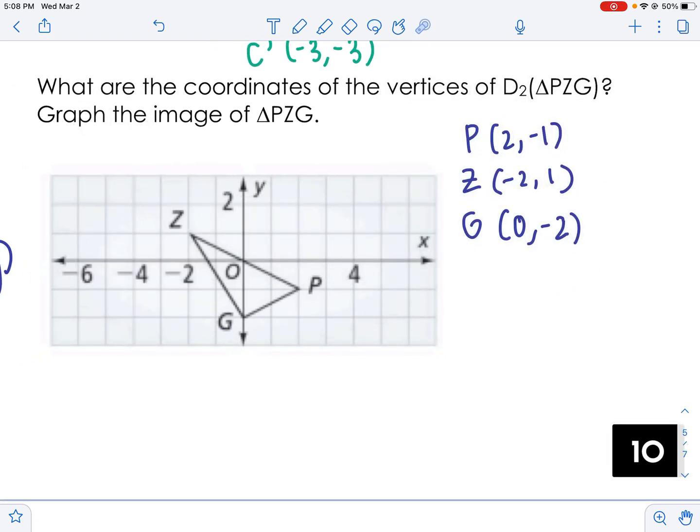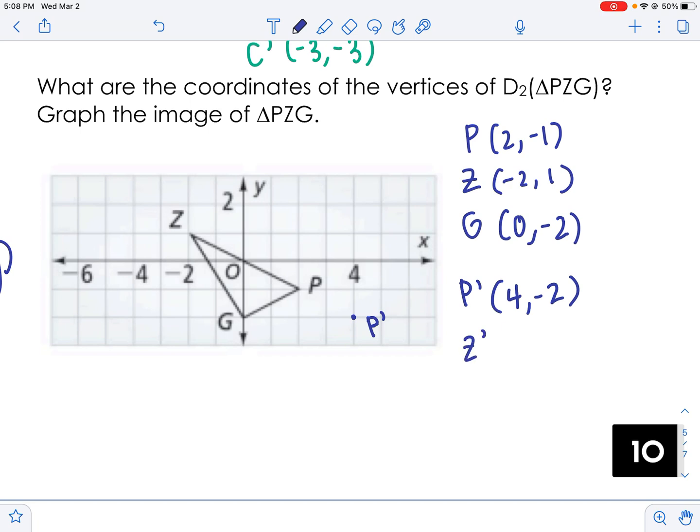So if my scale factor is 2, to find P prime, I'm just going to double it. So then it would become 4, -2. So I'm going to go over to my graph, and remember I'm running. So I'm going to go right 4, down 2, and that would be point P prime. That's it.